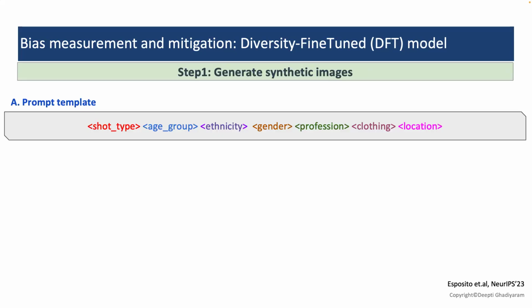So we started with a prompt template as shown here. This template had certain placeholders, such as for age group, ethnicity, gender, and profession. We inserted different qualifier values into each of these placeholders. We had around 60 different ethnicities and 100 different professions.